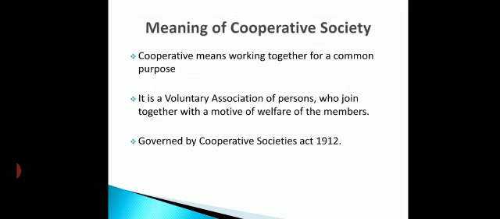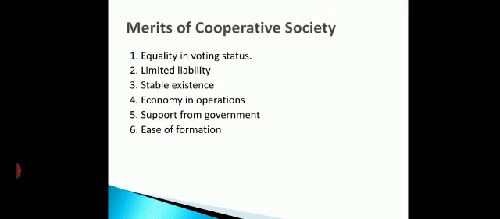So, cooperative means working together for a common purpose. It is a voluntary association of persons who join together with a motive of welfare of the members. And cooperative societies are governed by the Cooperative Societies Act 1912. So it's a voluntary association of persons who are willing to join a cooperative society for their own economic benefit, with the motive of welfare of themselves. So, what are the merits of cooperative society?